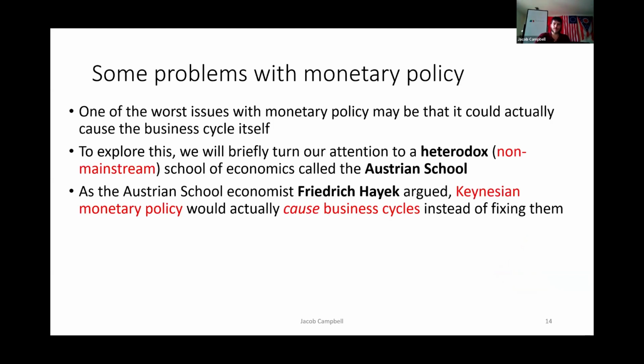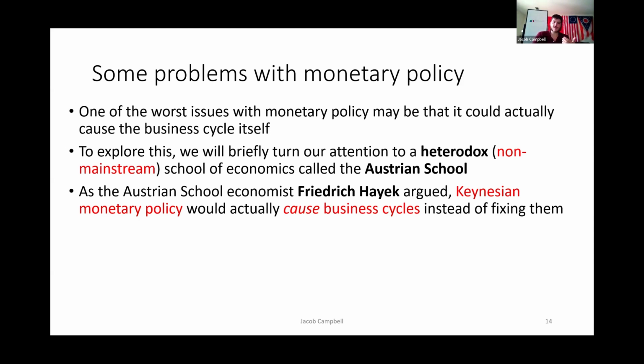But one of the worst issues with monetary policy may be that it could actually cause the business cycle itself. Now, that's an alarming idea, isn't it? I've been teaching you Keynesianism. I've been saying, Keynes says this is my solution to fix it. But there are economists who say, your cure is what's causing the ailment. Because even before Keynes created his more elaborate and formalized theory of this stuff, there was already a concept of stimulus. It just didn't have all of the grounding.